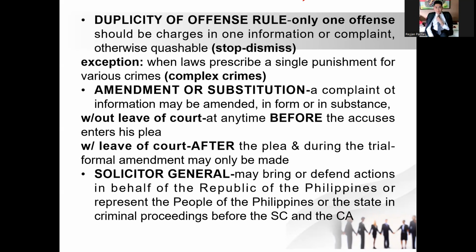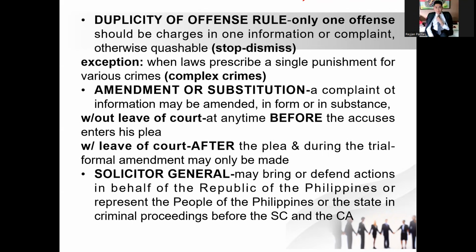Pag sinabi natin duplicity of offense rule, ibig sabihin only one offense ang pwede mo i-charge under one complaint or information unless it is a complex crime. Okay? Then of course, exemption, class, when the law prescribes a single punishment for various crimes or yung tinatawag nga natin na complex crime.